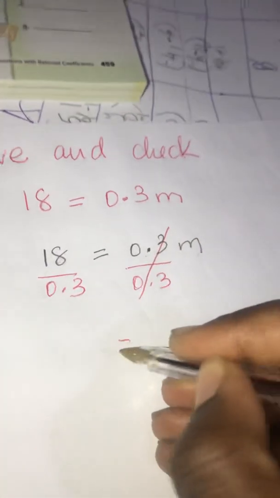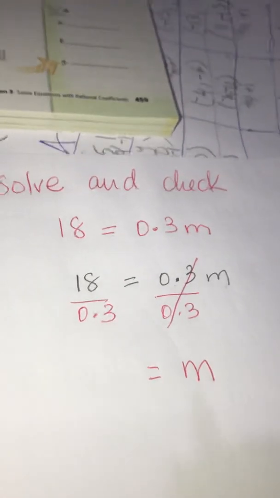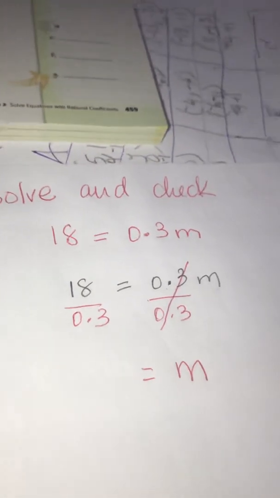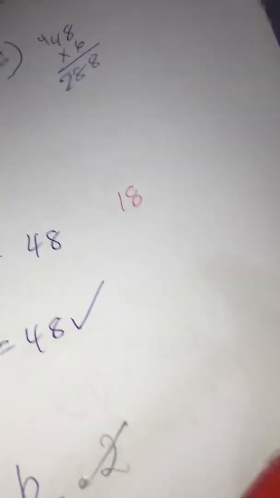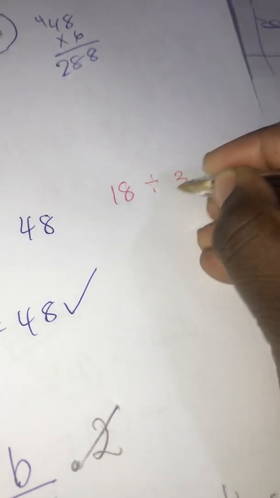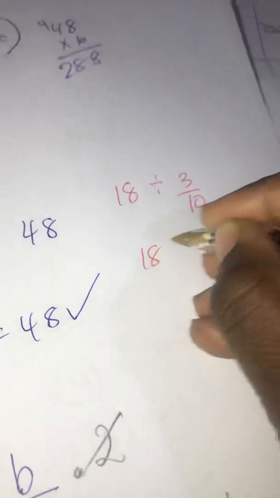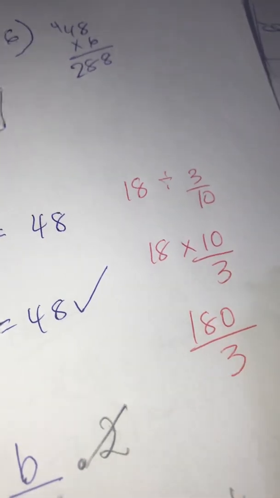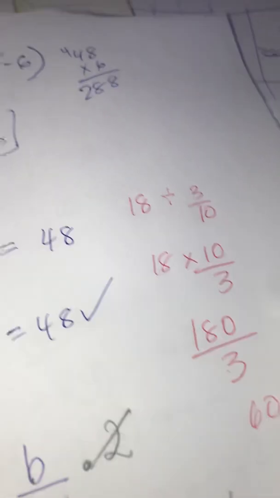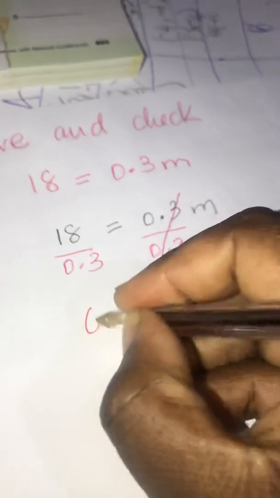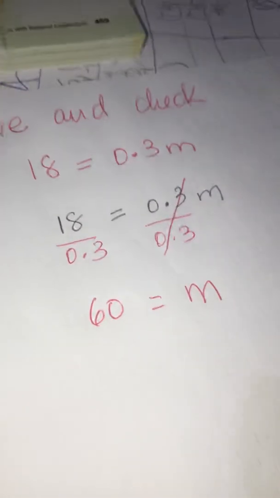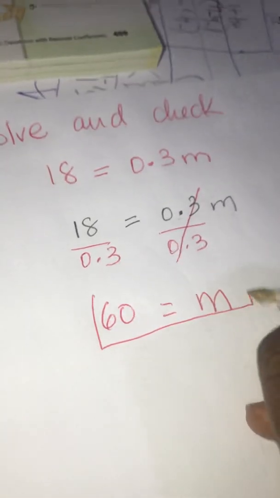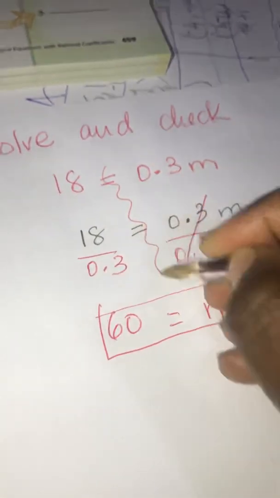This will go. And then this should be, I don't have a calculator, so we'll solve here. So 18 divided by 3/10. 18 times 10 over 3, 180 over 3, 60. So if you put this in the calculator, you should get 60. And then don't forget your bridge.